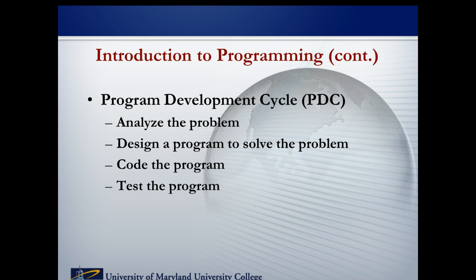Likewise, as we develop code, the text uses a system called Program Development Cycle, or PDC, which contains 4 steps. Now, depending on the textbook, several textbooks have different methods and different steps in accomplishing this task, but it's effectively all the same process and the same end result. Analyzing the problem, designing a program to solve the problem, code the problem, and test the program.